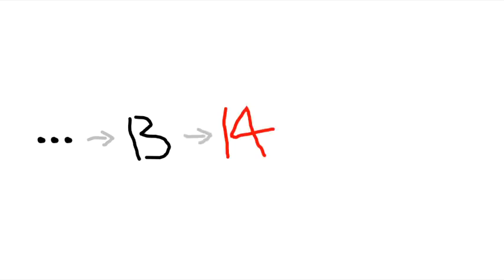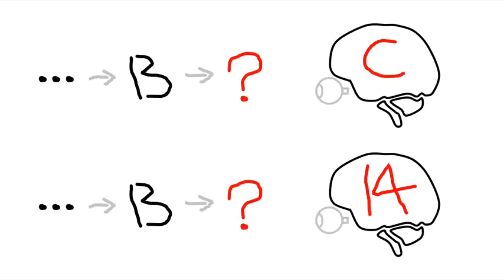Let's do another activity to understand this more. What do you think comes next in this sequence? A letter or a number? Take a minute to decide. Some of you might think that this is a letter B, and so then the letter that comes next is C. But some of you might think that this is the number 13, and so then the number 14 comes next. So you can see how two people can see the exact same thing, but their brains can interpret it differently.